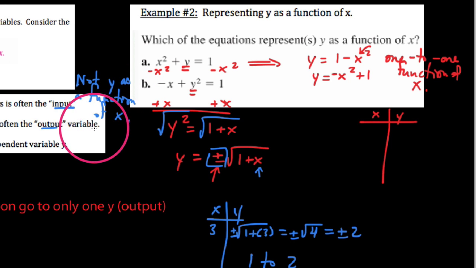So to determine this, get y by itself and determine whether or not you would get one or two outputs as a result of your one input.